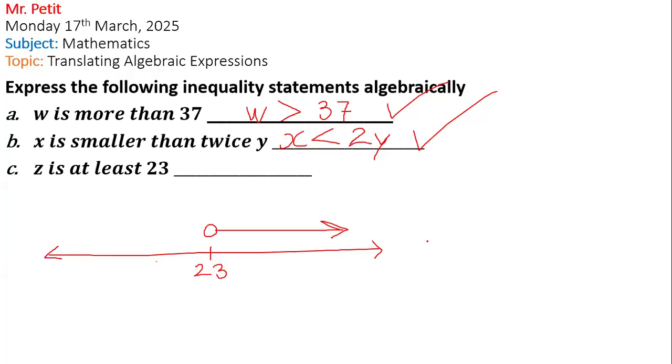Yes, sir. Okay, so that's what I'm trying to figure out. Is it less than or is it greater than, right? I think it's greater than or equal to, because it said at least 23. So 23 and up would be good. I think it's greater than or equal to 23.